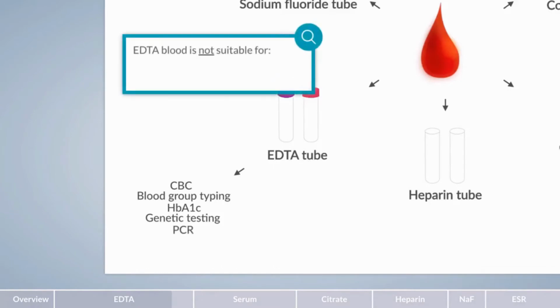However, there are tests for which EDTA blood is not suitable because EDTA can bind to any divalent ion. Therefore, calcium or magnesium levels can't be determined in EDTA blood. In addition, the activity of enzymes whose spatial structure is stabilized by such ions also can't be analyzed. To determine the level of these ions and enzymes, blood should be collected in a serum tube.